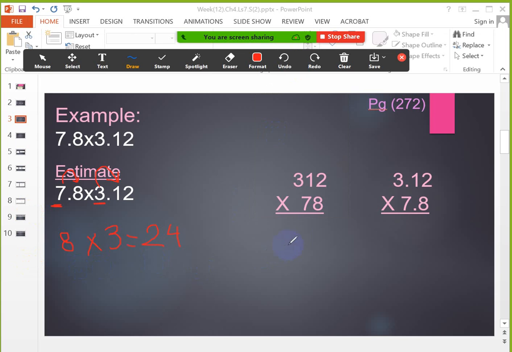Okay, Ghuzlan, open your mic and help me to multiply this number with 312. Okay. 8 multiplied 2. 8 multiplied 2 is 16. 16, very good. So I will regroup the number. I will put 6 here and 1 above the 10. Yes. 8 multiply 1 is 8. Plus 1. 8 plus 1 is 9. Now 8 multiply 3.